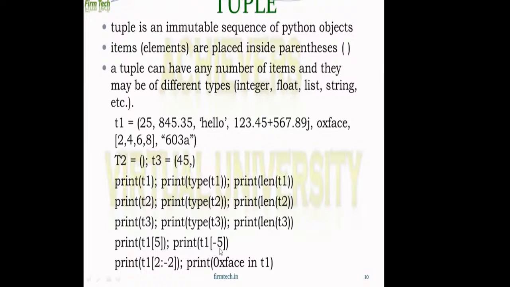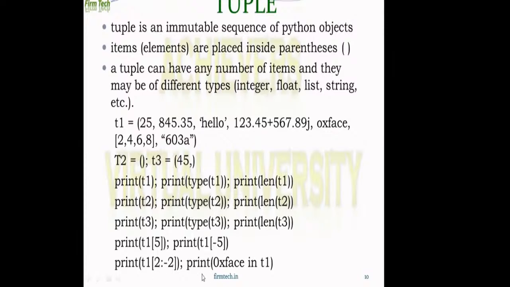And to print a range of values, here we have used from 2 to -2, that is from index 2, hello, to -2. -2 is occupied by this list. So the value before the list, that is 0xFACE, will be displayed at the output as a result of this print statement.